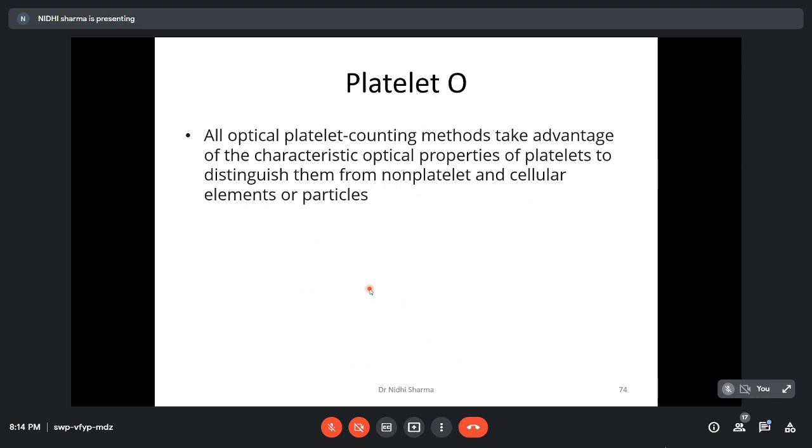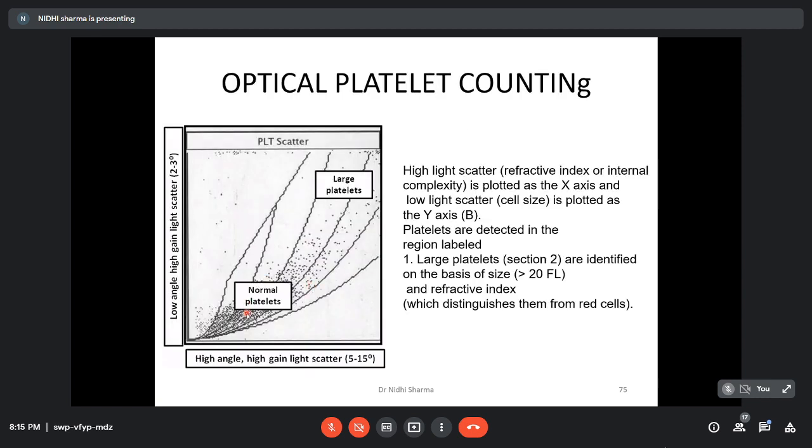So consider any situation in which you are expecting that there are fragments of RBCs merging into your platelet population. You can always set your instrument mode to platelet O, and in such conditions platelet O would be a much better parameter than platelet I. Now the histogram or the graph of the platelet O would look something like this, wherein the normal size platelets are on the bottom and the larger platelets are on the top. A normal platelet count would look something like this.